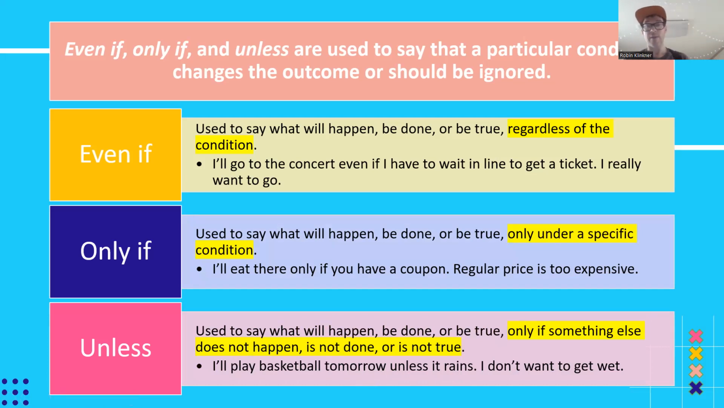I don't want to get wet. So, in other words, rain must not happen for me to play basketball tomorrow. It must not rain for me to play basketball tomorrow. Okay, so we're going to talk about unless in more detail in a second.